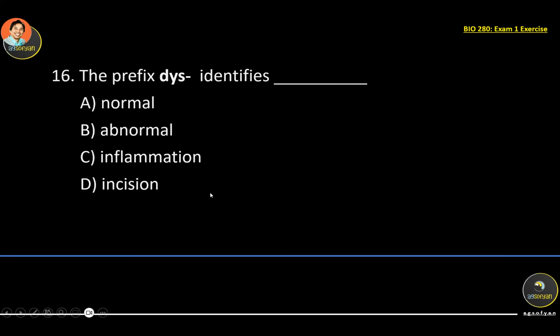Now, this is about prefix. Okay, prefix dys, D-Y-S, identifies A, B, C, or D. So just remember, you have this function, right? It means that it's not functional, which is abnormal. So it's going to be abnormal.